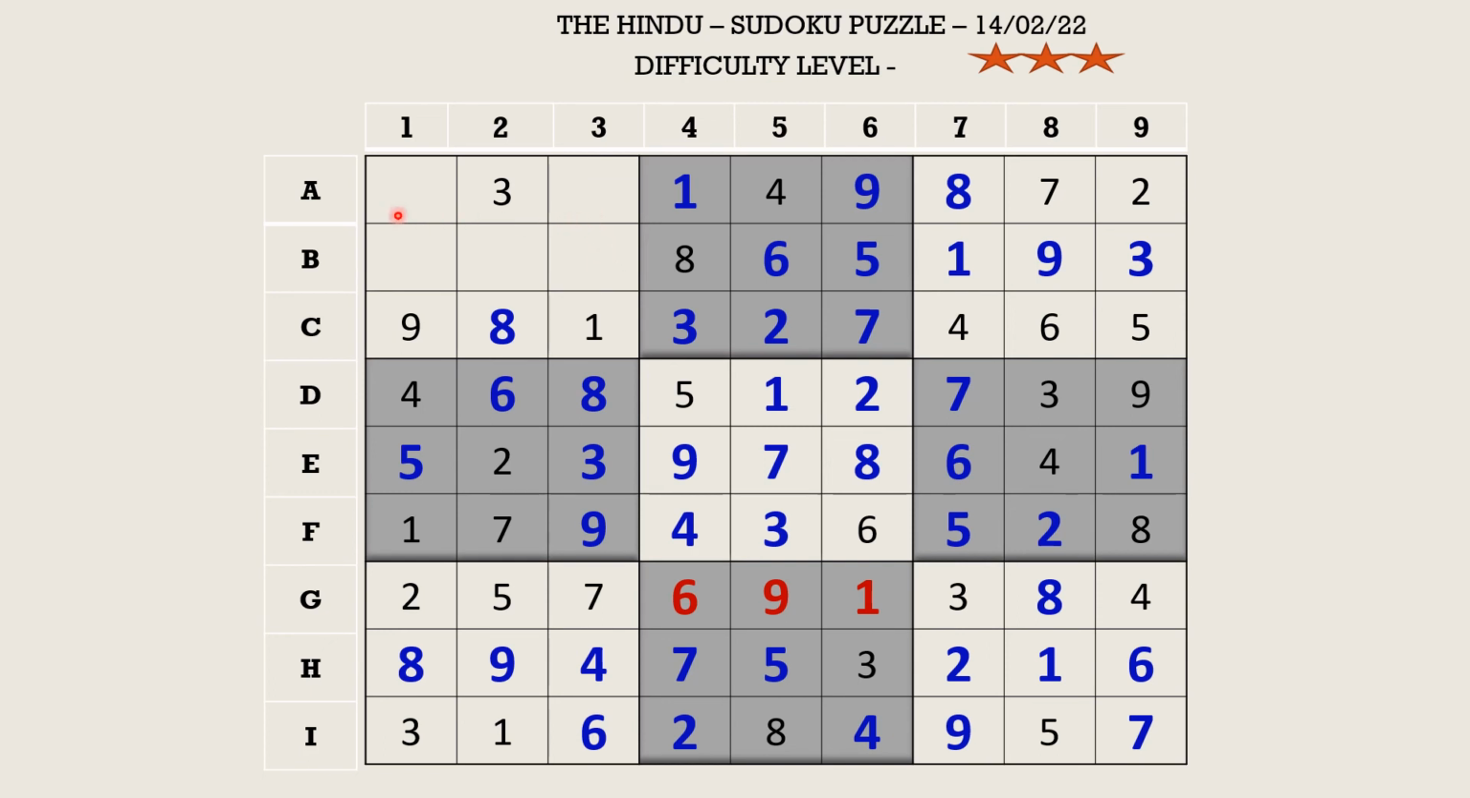In A row, the missing numbers are 5 and 6. There is 5 here in column 1. So A1 takes 6 and A3 takes 5.